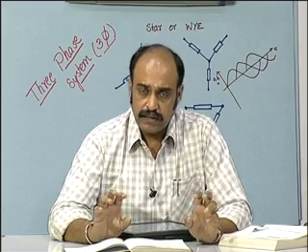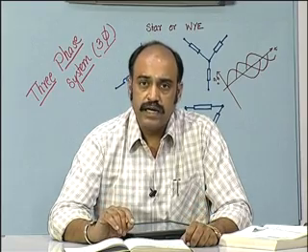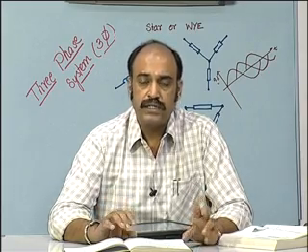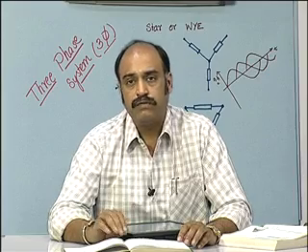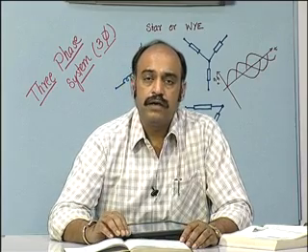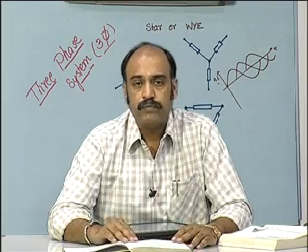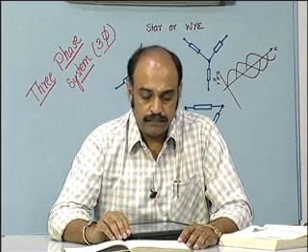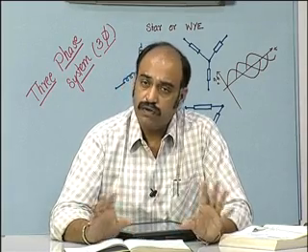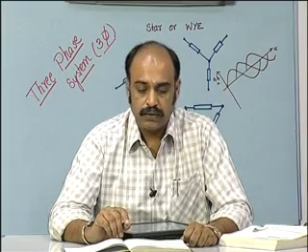If it is phase side parameters, then it is 3 times phase voltage into the phase current into the power factor, or the cos of the phase angle between the phase voltage and the phase current. So, this is the power equations for both the star and the delta circuits.